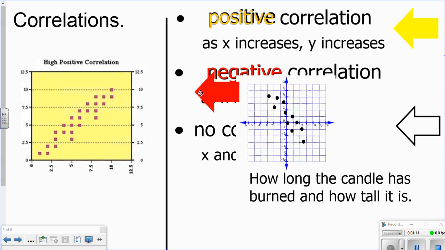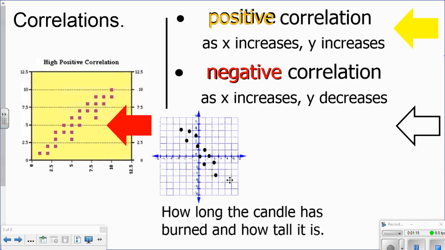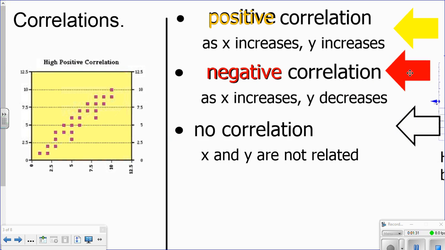We can also have a negative correlation, and we see this pattern of down and to the right. And an example would be how long a candle is burned and how tall it is. So as time increases, the candle actually decreases. It gets shorter as time goes on.